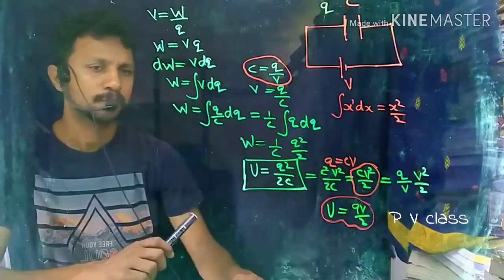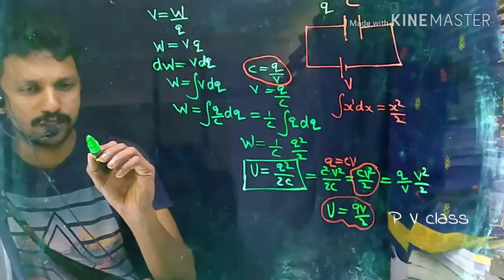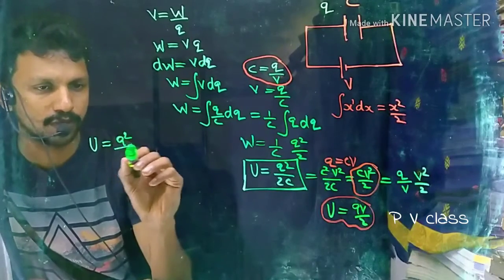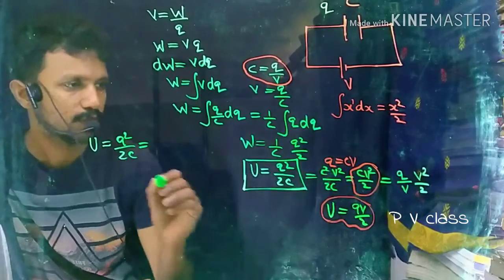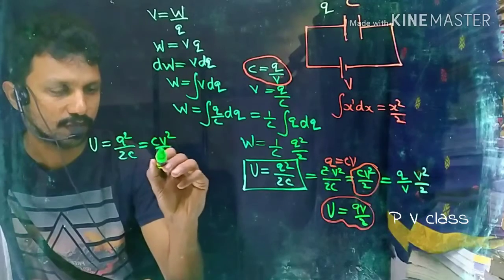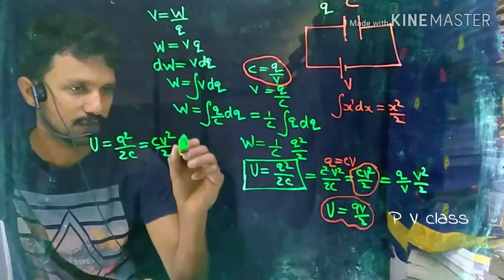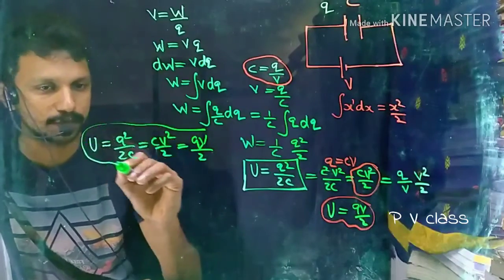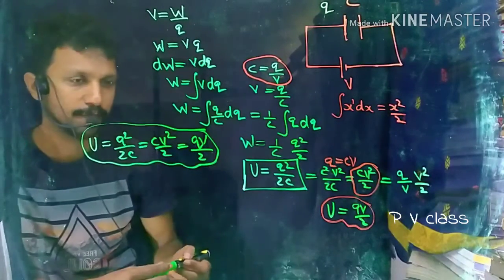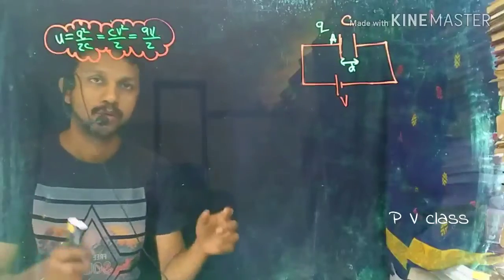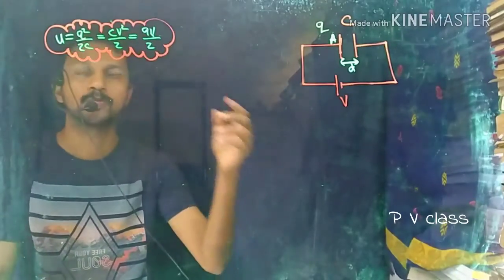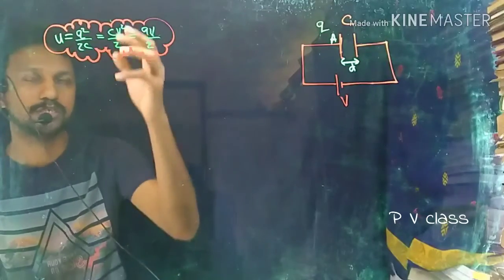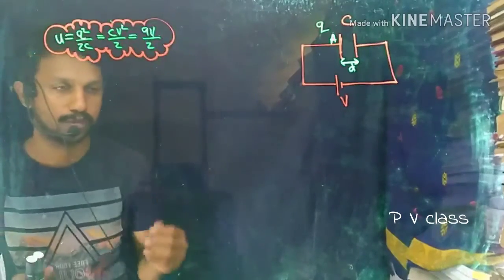Therefore, this is the third expression for energy stored in the capacitor. Then you could recall the expression for energy stored in the capacitor as U is equal to Q square by 2C, U is equal to CV square by 2, and U is equal to QV by 2. These are the expressions for energy stored in the capacitor. Now that we have derived the energy stored in a capacitor, that is Q square by 2C, CV square by 2 and QV by 2.